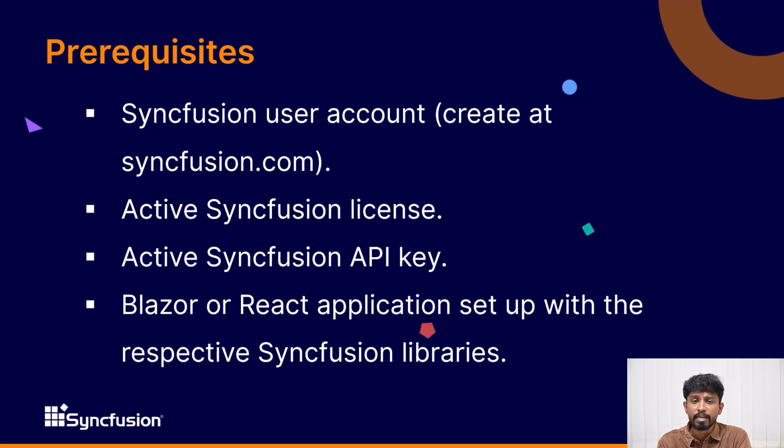Finally, ensure you have a Blazor or React application set up with respective Syncfusion libraries: Syncfusion Blazor for Blazor projects or Syncfusion React for React projects. That's it. Whether you're using Blazor or React, these requirements are straightforward and quick to set up. With your account, license, API key, and application ready, you are all set to configure the assistants. So let's see how in our live demo.